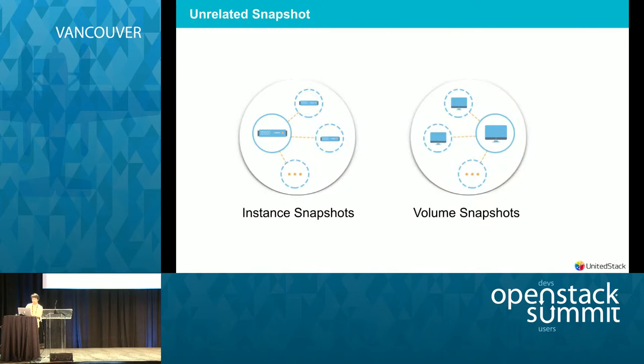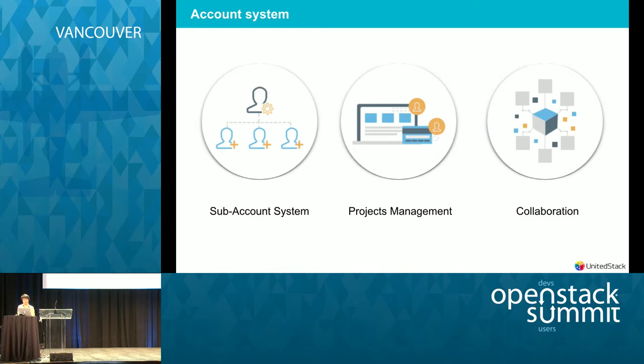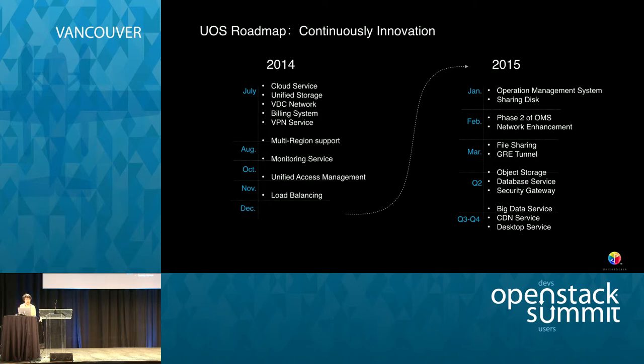This is what we add to OpenStack: instance and volume snapshots, sub-account system, project management, account collaboration, and real-time charging. This is our roadmap. We finished our cloud service and basic service in 2014. What we will do in 2015 is file sharing; GRE tunnel is done, and we want to provide object storage, relational database, security gateway, CDN, and many features this year.